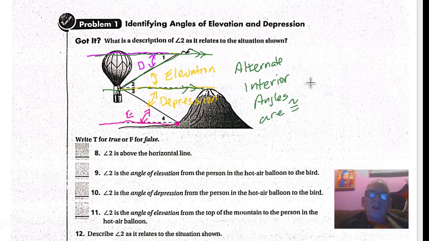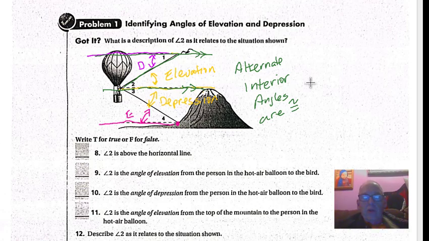So angle 1 has the same measure as angle 2, which means that they're congruent to each other. But from the person's point of view, the angle up to the bird is an angle of elevation, and from the bird's point of view, the angle down to the person is an angle of depression, but they're both the same number. Same thing here for the person on the balloon and somebody that might be standing on the ground.